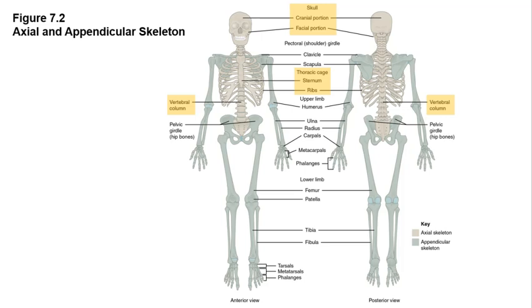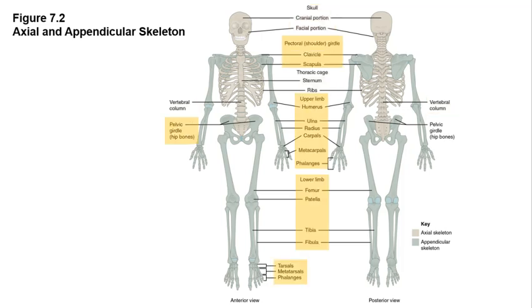The vertebral column supports the skull and transmits the weight of the thoracic and abdominal regions to the hip bones. The ribs form part of the thoracic cage that supports and protects the lungs and the heart, with the sternum forming the anterior part of the thoracic cage.